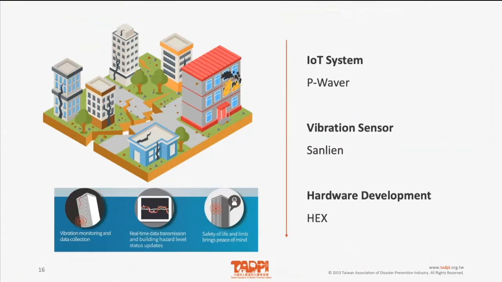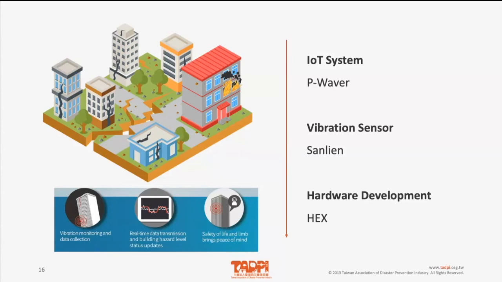So it can help people know the impact of vibration on the building structure and give early warning of potential damage. Sunlens' project is compatible with IoT systems, and it has already been working with two other Taiwanese companies, which are P-Waver and HEX, for years in order to develop a total solution in earthquake detection and warning systems. Its total solution has been tested in countries like France, New Zealand, Japan, the Philippines, Mexico, India, Indonesia, Singapore, etc.